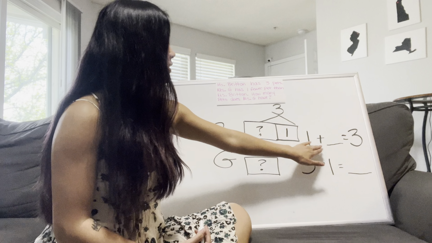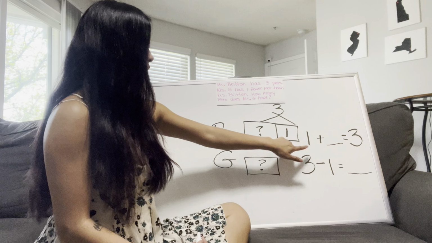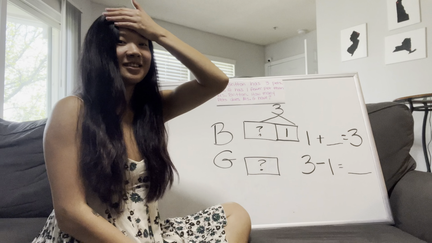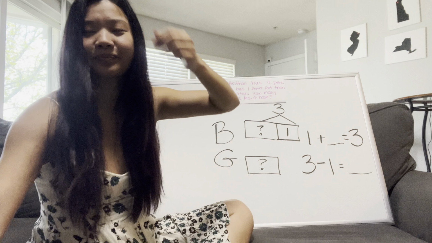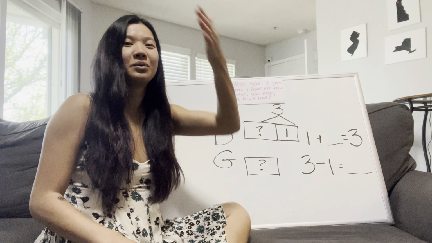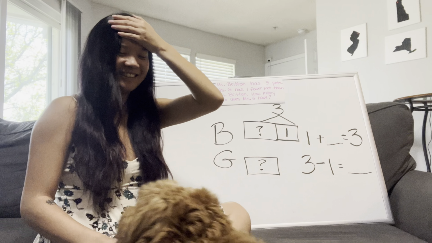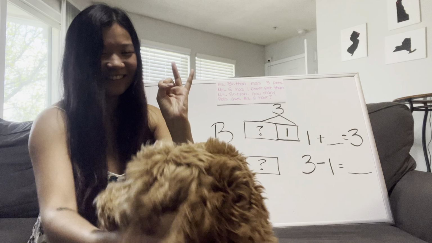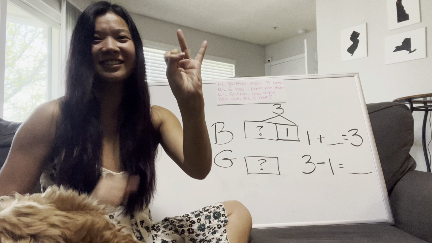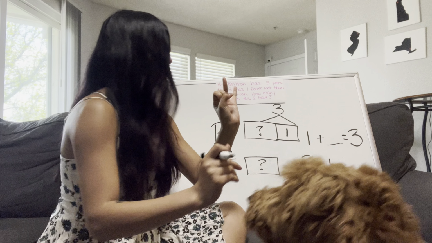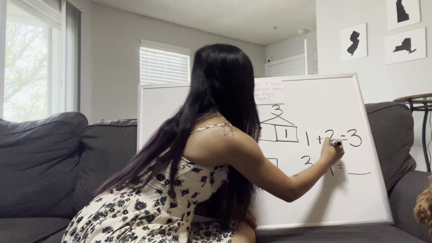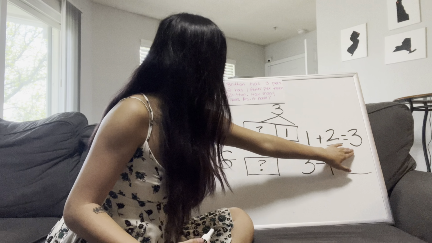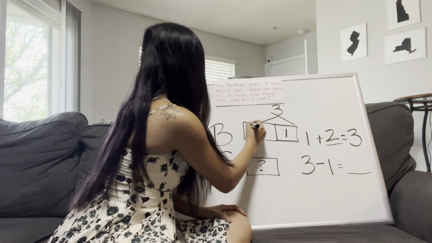So let's try counting on first. I'm going to start at 1, which is my part, stick it in my head, and then stop when I get to 3. Ready? 1, 2, 3. I counted on 2 more times. Don't need my marker, buddy. I counted on 2 more times. So 1 plus 2 equals 3. And there's my missing number.